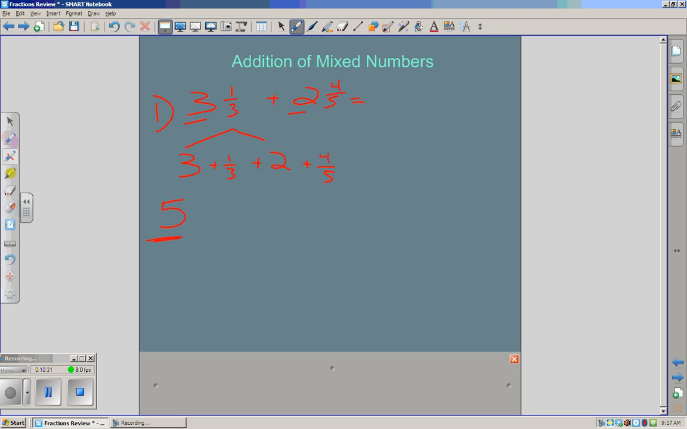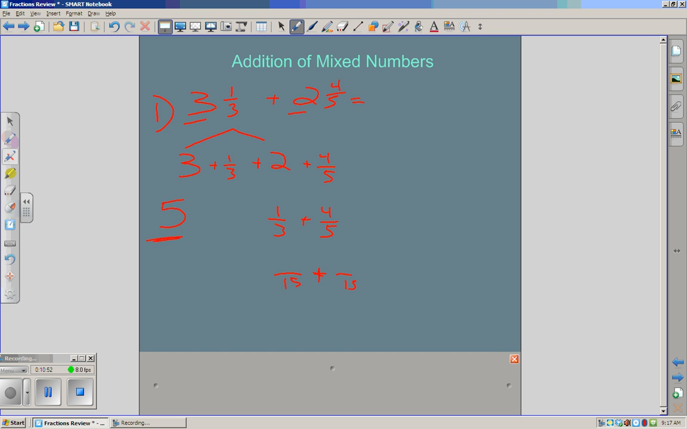So now I'm going to deal with my fractions. I have 1/3 plus 4/5. I cannot add this problem together because I don't have a, say it with me, common denominator. So 3 and 5, the lowest thing they can both go into is 15.